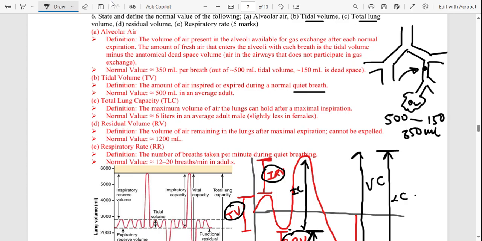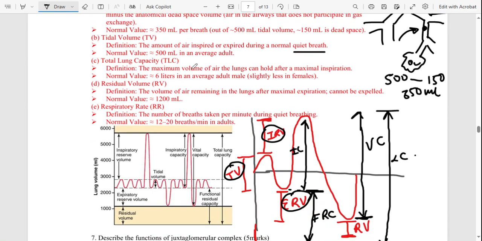And then the next one is the total lung volume. Okay, so the total lung volume, we actually don't call it volume, it's the total lung capacity because it's a combination of volumes. So it's the maximum volume of air the lungs can hold after a maximum inspiration, and that's about 6 liters or 6,000 mils. And then residual volume is the volume of air that remains in the lungs after maximal expiration, and that's about 1.2 liters or 1,200 mils.